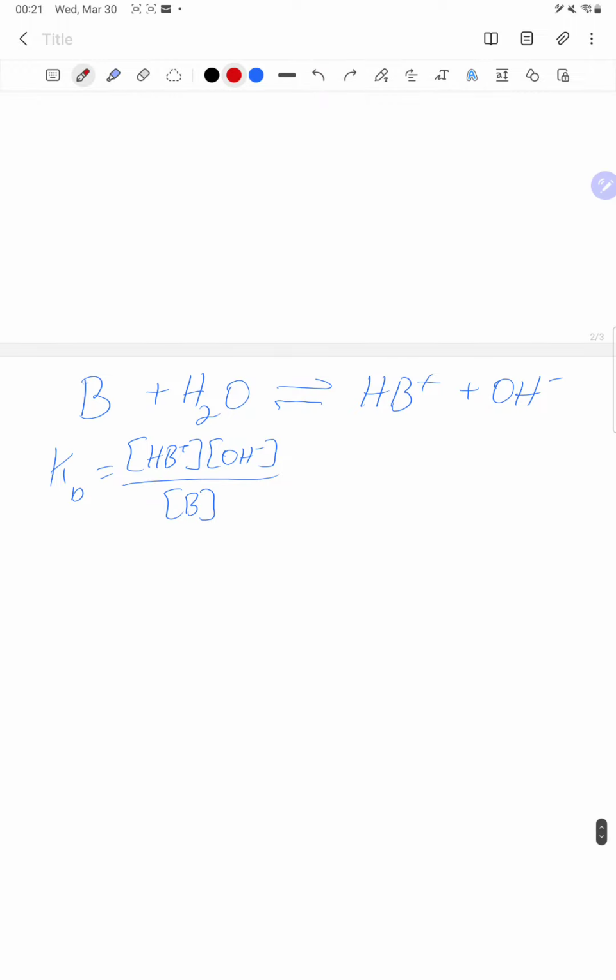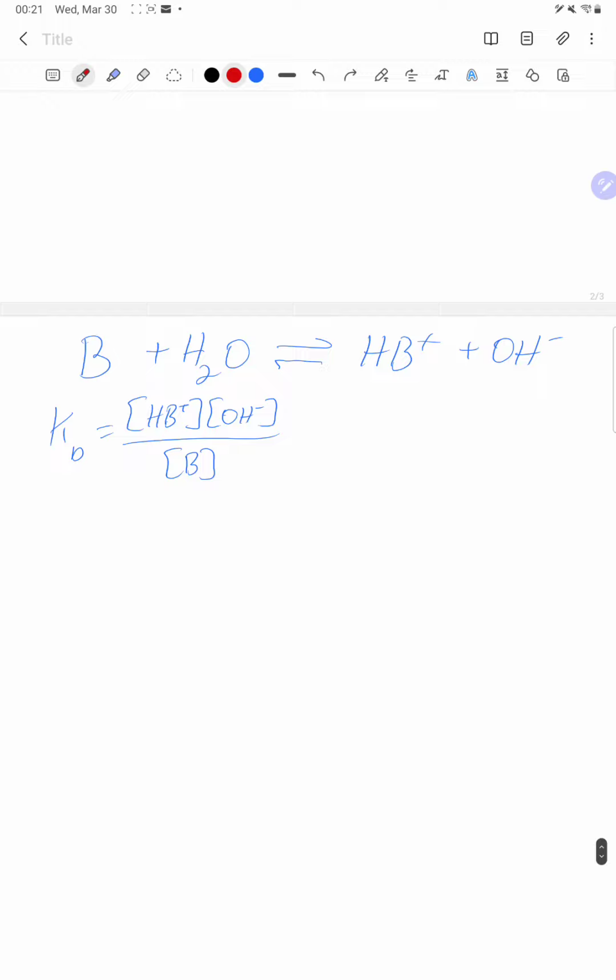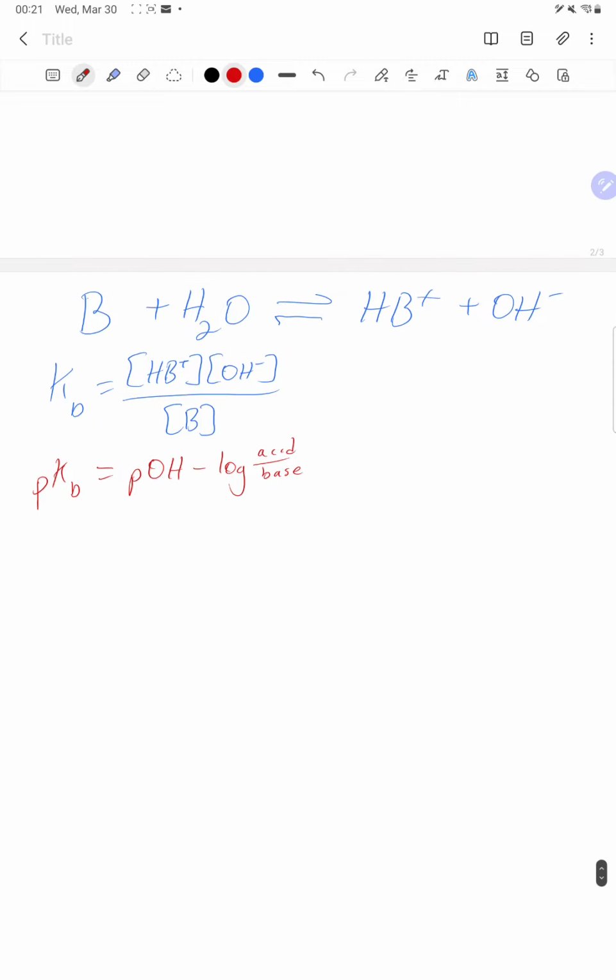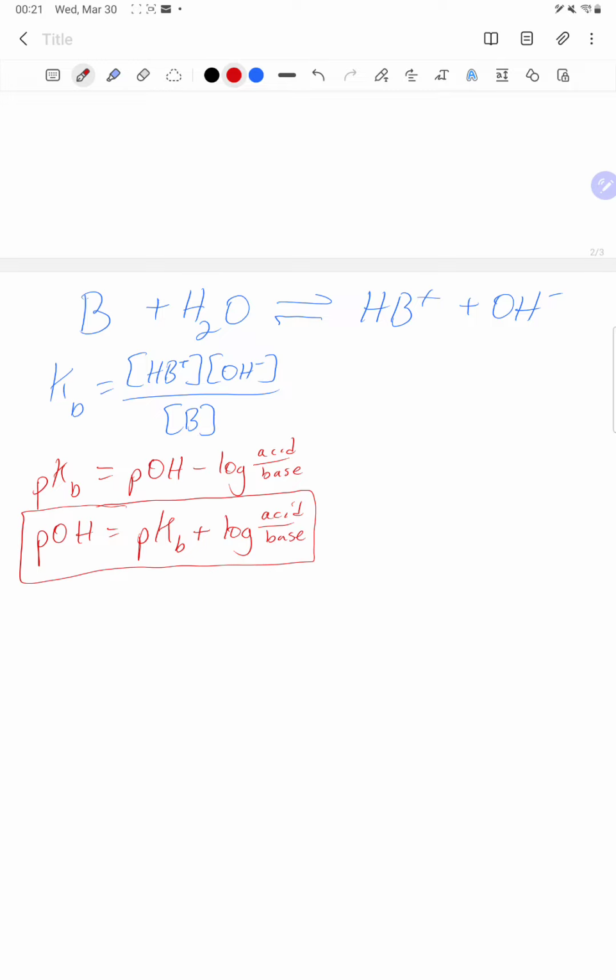So everything here has been flipped around. Going through the same derivations we did up above, and almost skipping to the end, I get pKb equals pOH minus the log of acid over base. That's HB plus over B. And resolving this, I get pOH equals pKb plus log acid over base. So here is a base version of the Henderson-Hasselbalch equation.